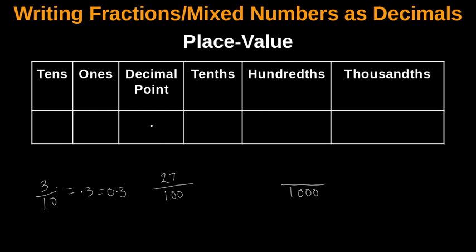We don't have a whole number, so we'll just start with our decimal point, and then the last digit of your numerator will be in the hundredths place, and then you work backwards from there. So that means 2 would be here. So 27/100 equals 0.27.